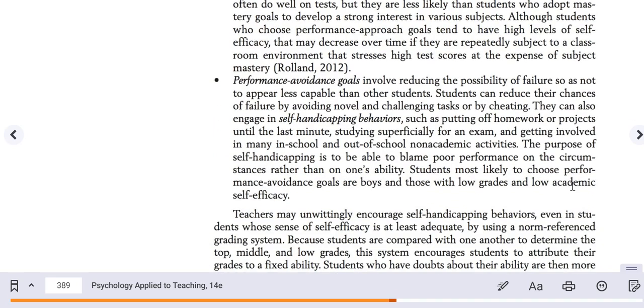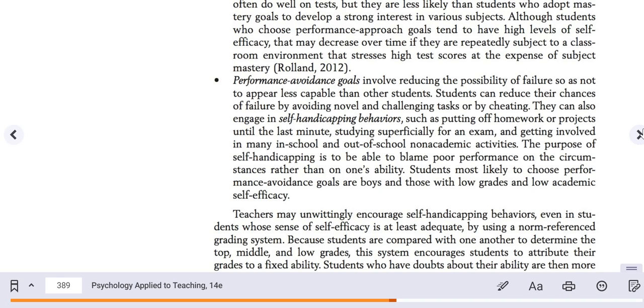Performance avoidance goals involve reducing the possibility of failure so as not to appear less capable than other students. Students can reduce their chances of failure by avoiding novel and challenging tasks or by cheating. They can also engage in self-handicapping behaviors, such as putting off homework or projects until the last minute, studying superficially for an exam, and getting involved in many in-school and out-of-school non-academic activities. The purpose of self-handicapping is to be able to blame poor performance on the circumstances rather than on one's ability.